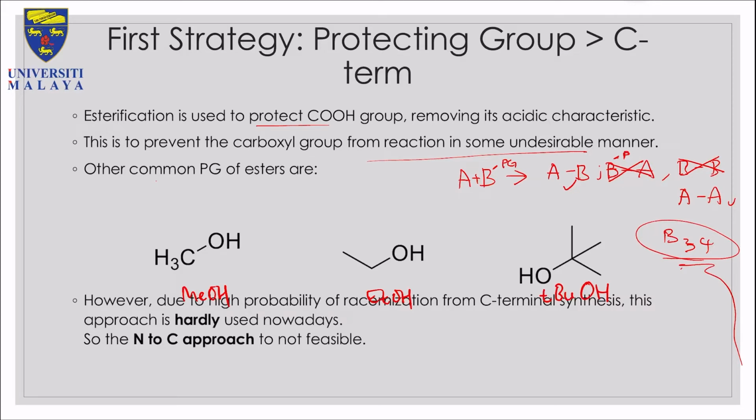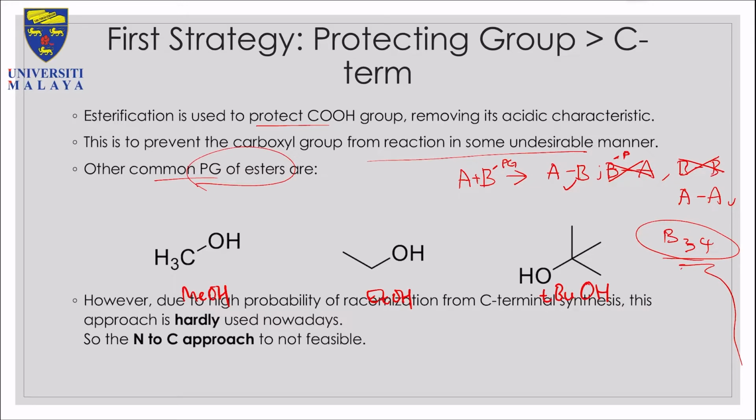Common protecting groups of esters that you can use are simply methanol, ethanol, T-butyl, and so on and so forth. So any alcohol, you just name it, you can simply use it, basic ones. However, due to high probability of racemization from the C-terminal synthesis, this approach is hardly used nowadays.